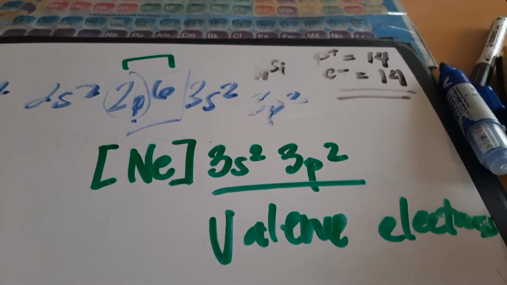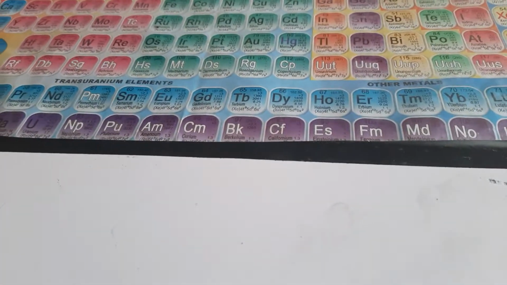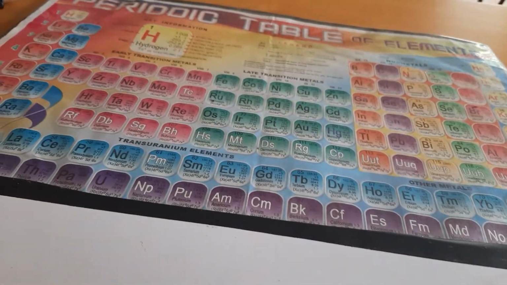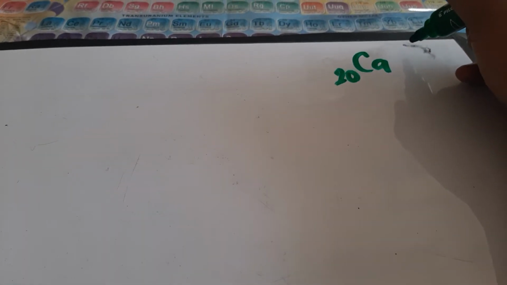Now, let's give another example, and we'll use the noble gas configuration. So first, what element should we use now? Let's try magnesium or calcium. Calcium, so that we have a different noble gas. So calcium, the atomic number is 20. Therefore, calcium will have 20 protons. It's a neutral atom, and so 20 electrons.